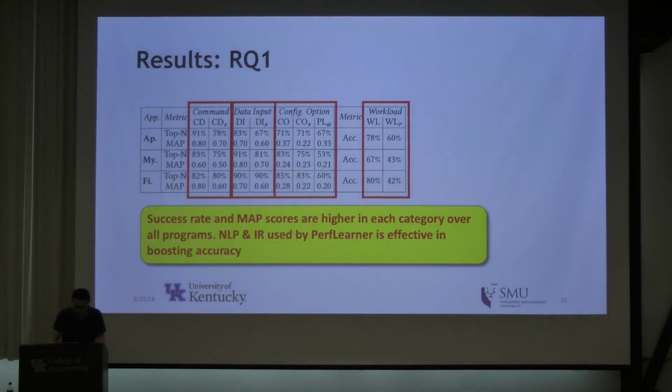Our result shows that both the success rate and MAP scores are higher in each category of all programs. So that means that the natural language processing and information retrieval techniques used by PerfLerner are effective in boosting the ranking accuracy.